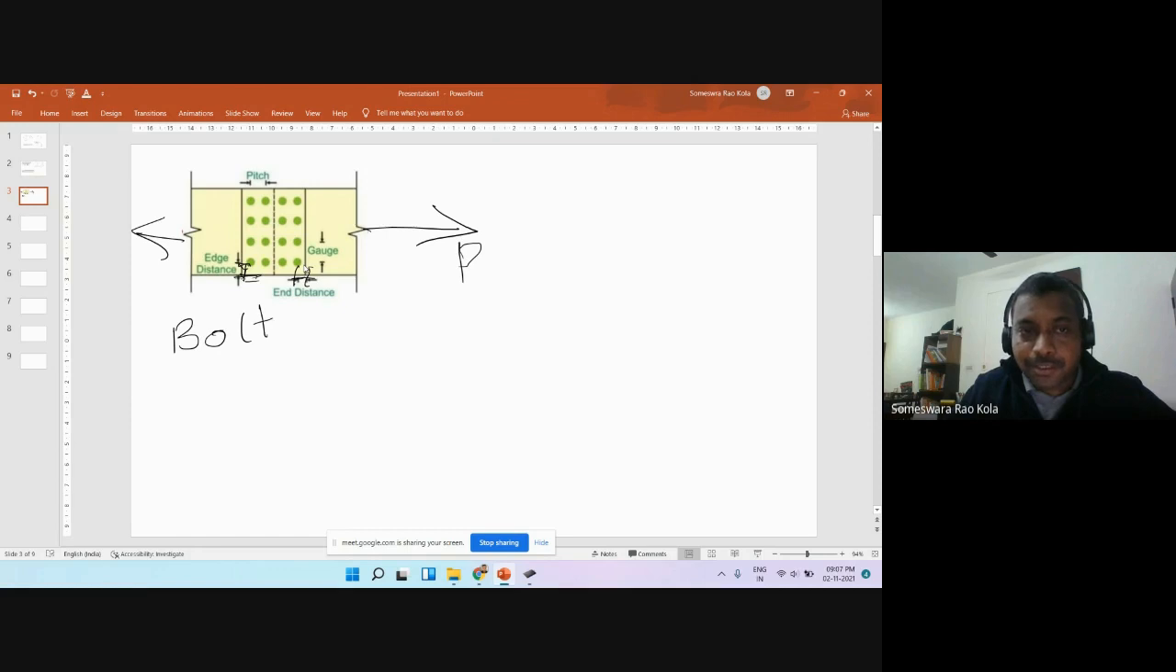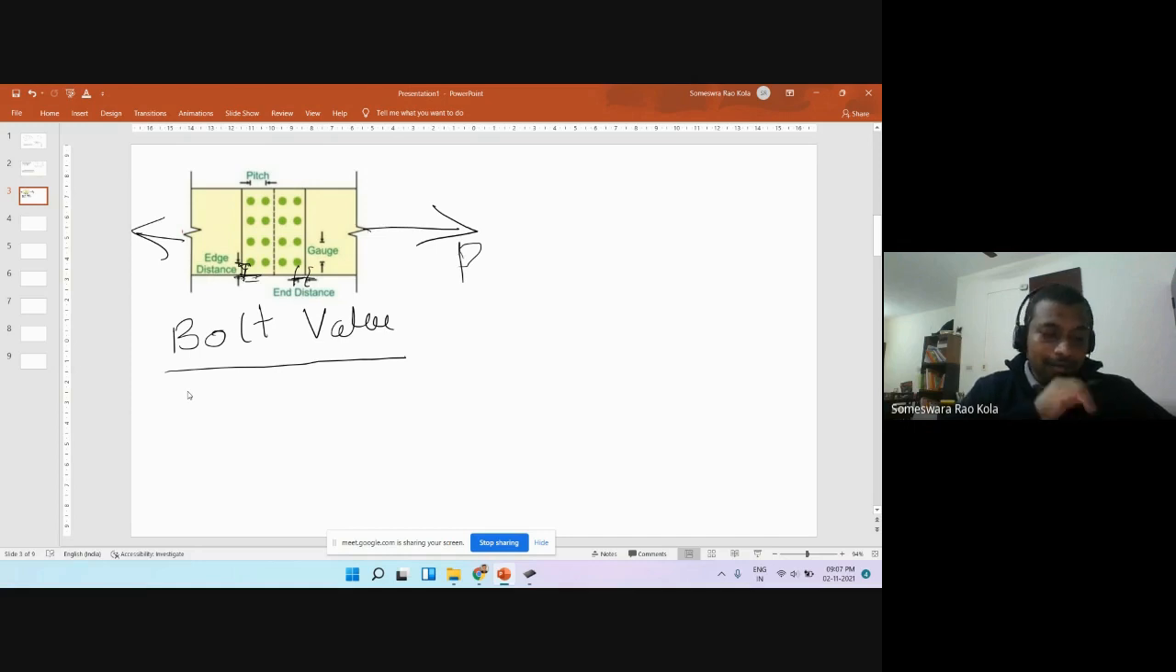We will define what this bolt value is. In a typical case, let's say all the bolts are equally sharing this load. Supposing there are eight bolts on one side of the joint, P by 8 shall not be greater than the bolt value. Then only it is safe. Now what is this bolt value? It is nothing but the capacity of the bolt.